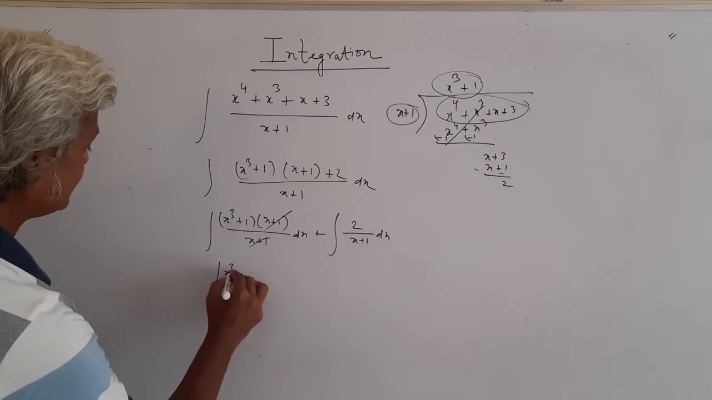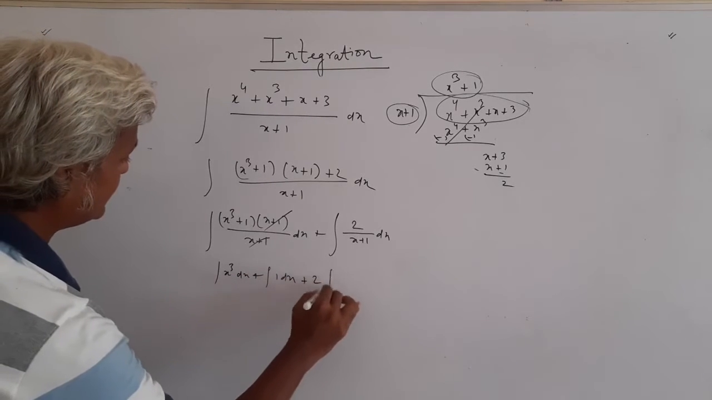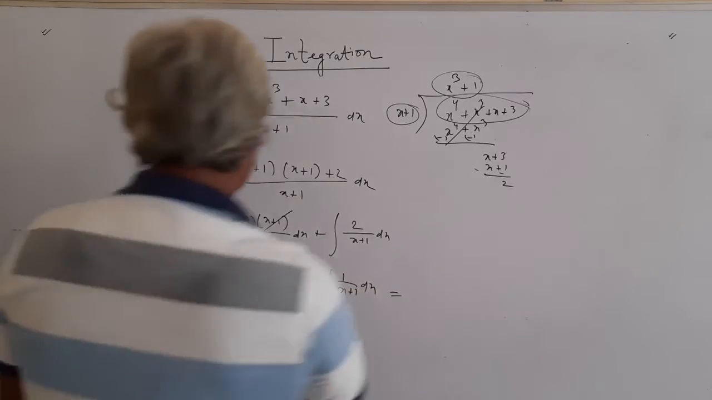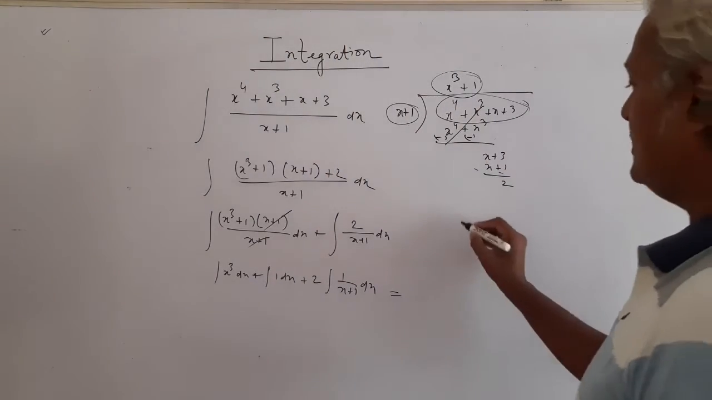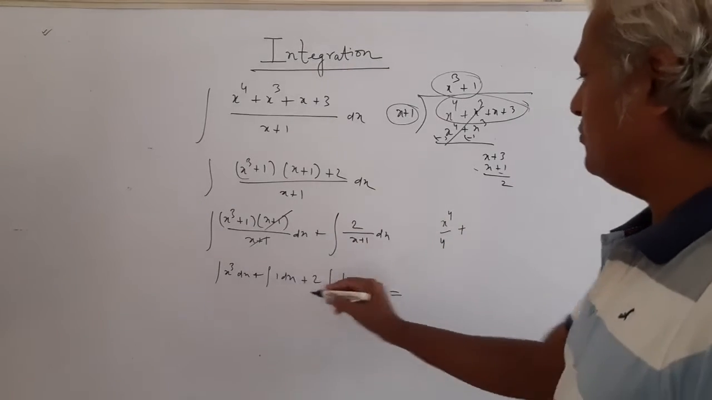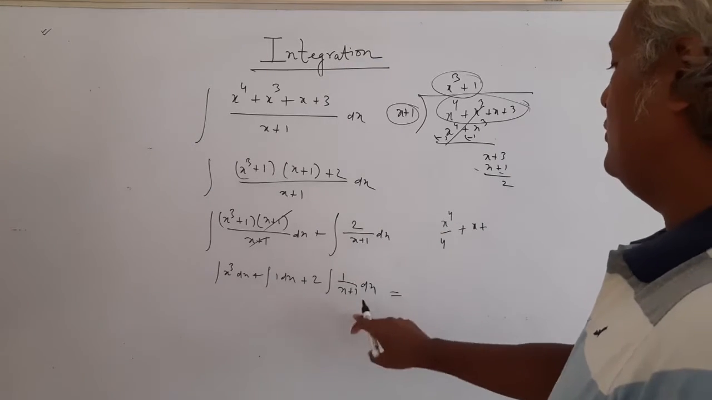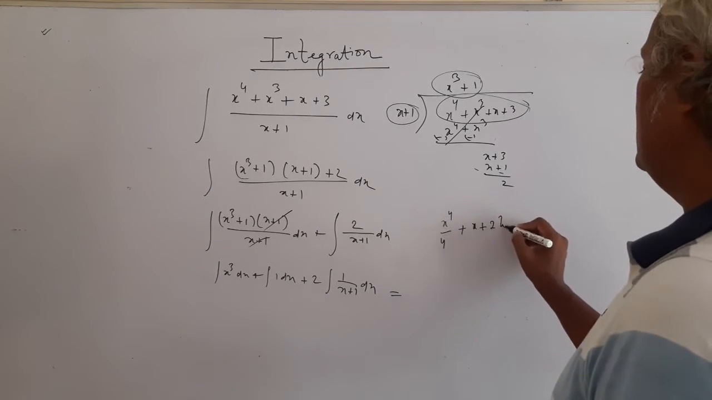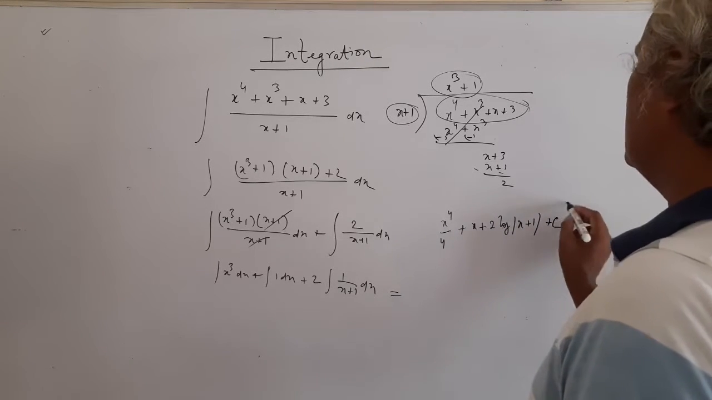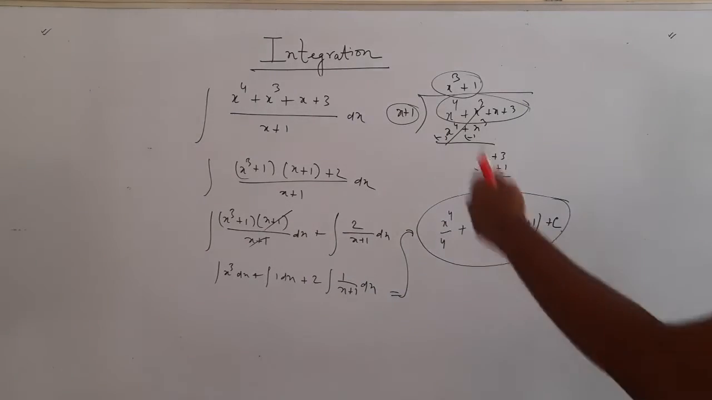I can write integration of x cube dx plus integration of 1 dx plus 2 times integration of 1 over x plus 1 dx. So the integration of x cube is x to the power 4 over 4. Integration of 1 dx is just x, plus the integration of 1 over x plus 1 is 2 log mod x plus 1, plus c, the constant of integration. So this is the answer of this kind of integration.